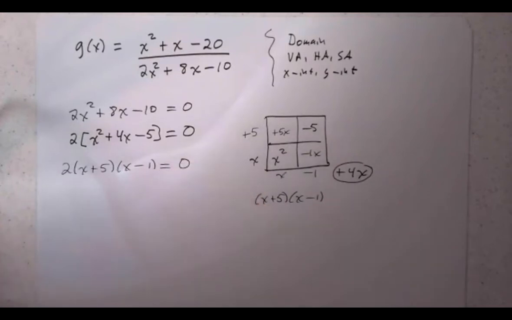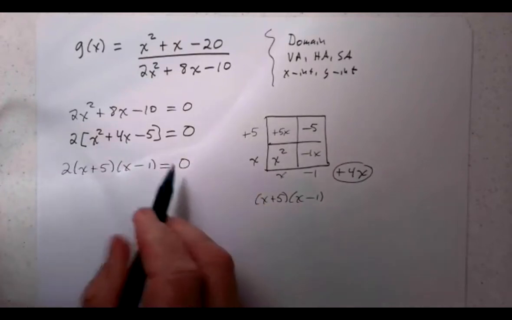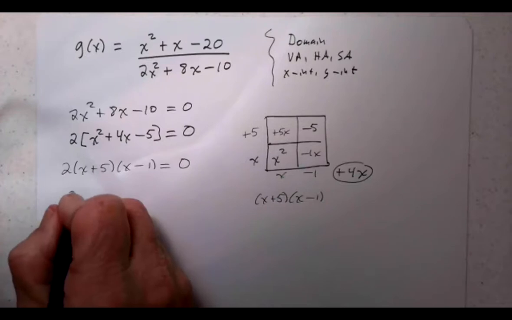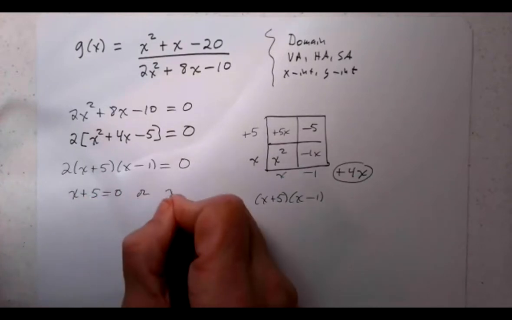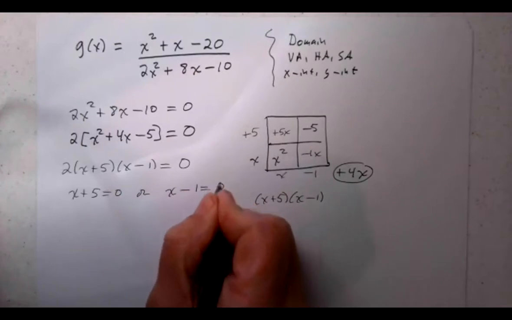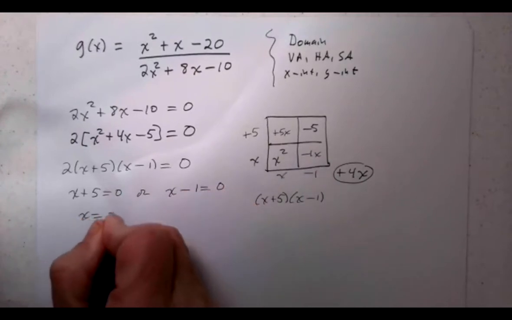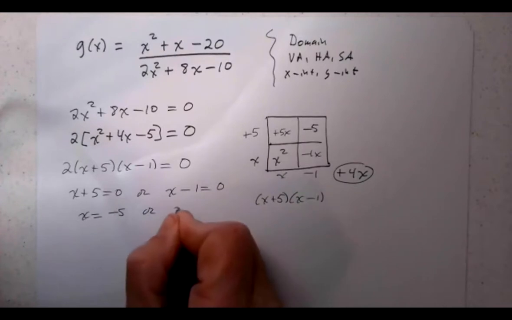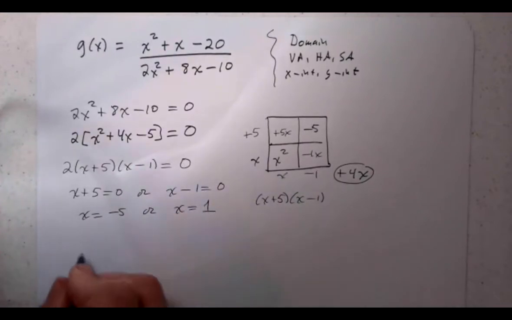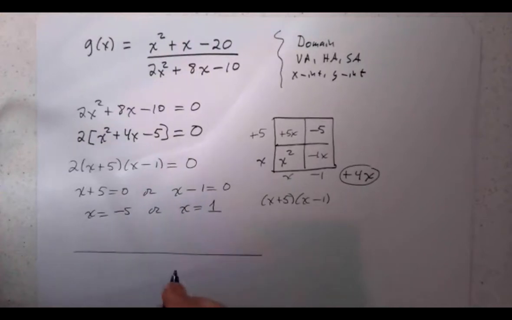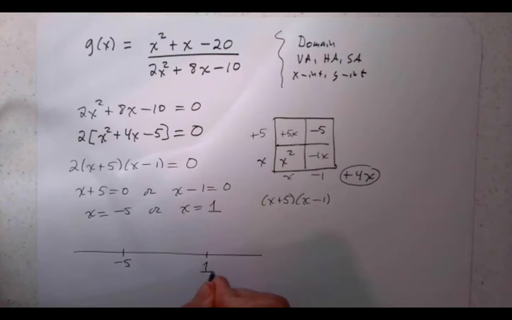Remember, the denominator cannot be 0. So looking at this, when is it 0? Well, when x plus 5 is 0, or when x minus 1 is 0. So when x is negative 5, or when x is 1, that will make the bottom 0. So for my domain, that has to be removed. Negative 5 must be removed from the real numbers. 1 must be removed from the real numbers to make our domain. So we shade everything else.